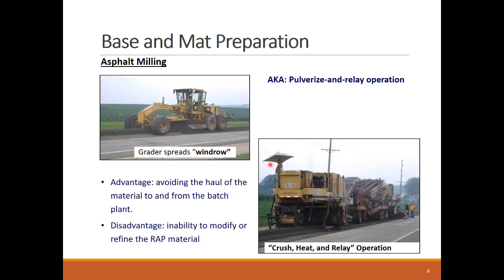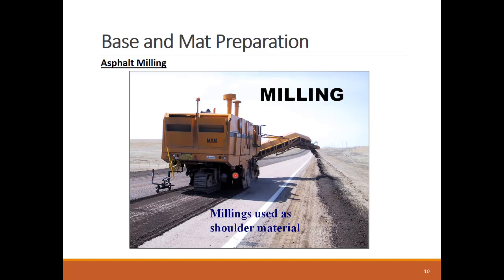Another recycling approach is to use the RAP material right away on site to produce a new pavement. This operation is called crush heat relay, also known as pulverize and relay. This is done by first spreading the retrieved asphalt windrow using a grader. Then a train of crushing, conveying, and paving equipment take on the RAP material and produce a new pavement. This approach saves a lot of money by skipping the whole back and forth from the batch plant, but there is less ability to refine or modify the RAP before recycling it.